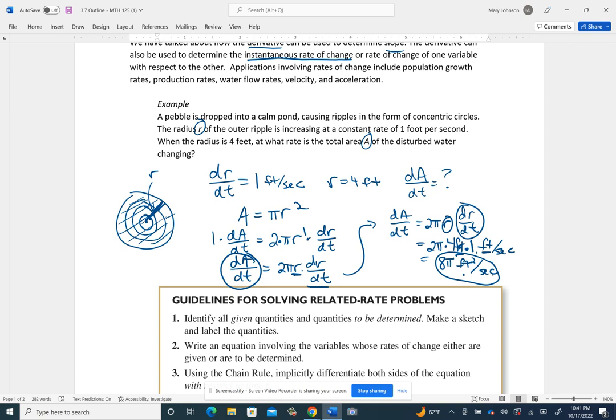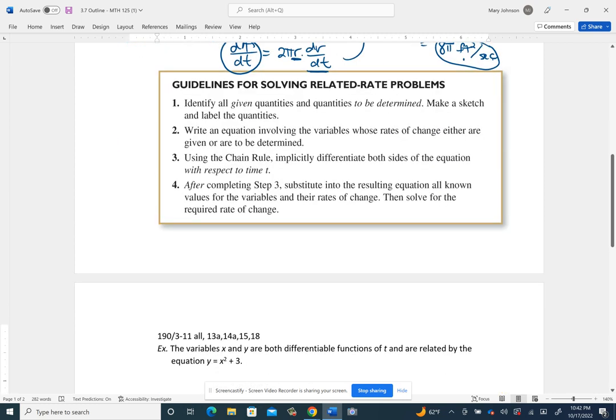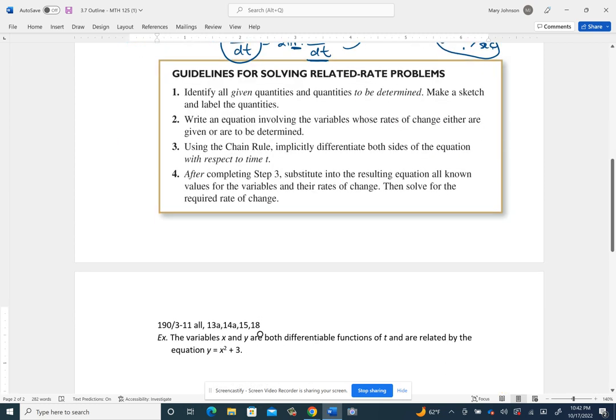Now sometimes they want you to go on and get a decimal for it. So you would take 8 times pi and give an estimate. But if you can do it exactly, typically that's what they'll want. All right, so I've included the guidelines here that are in the textbook for that. So look at what you're given, look at what you need to find. If you can draw a sketch, do so.